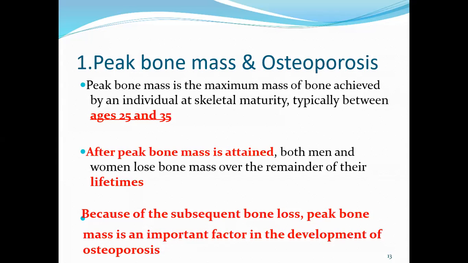After the peak bone mass is attained, both men and women lose bone mass. That means as age increases, the bone mass goes on decreasing. As age increases, many things happen. Because of increasing age, some hormonal deficiencies occur and the metabolic system does not function properly. Just like that, the peak bone mass goes on decreasing as age increases because of subsequent bone loss.